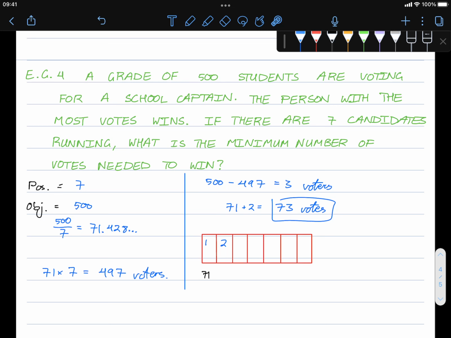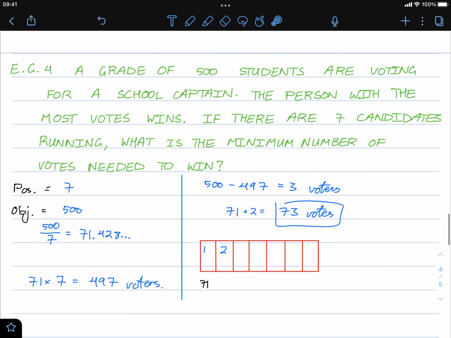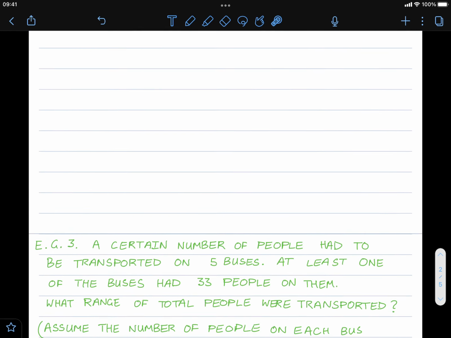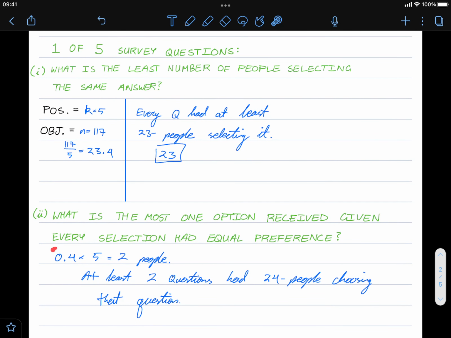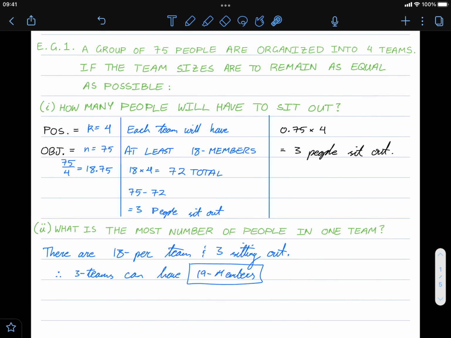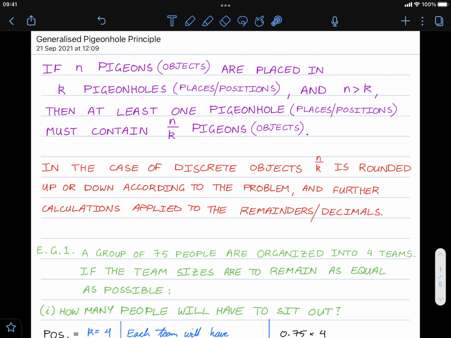So I hope that gave you an insight into the generalized pigeonhole principle, especially this idea of taking the remainder, or multiplying the whole number and subtracting from the total number of objects. That's true for this one here. As you can see, drawing a diagram sometimes will help. And for this one as well, we're taking only the decimals or the remainders. And we saw that here as well. So I hope that gave you an insight into the generalized pigeonhole principle.